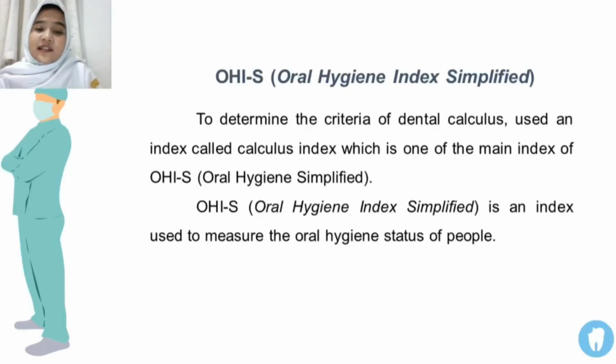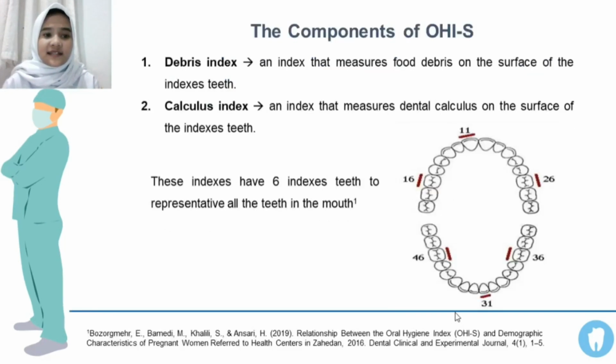Now that we have explored the dental calculus, I would like to move on to oral hygiene index simplified. To determine the criteria of dental calculus, use an index called calculus index, which is one of the main index of oral hygiene index simplified. Oral hygiene index simplified is an index used to measure the oral hygiene status of people. Oral hygiene index simplified has two components. First, debris index and calculus index.